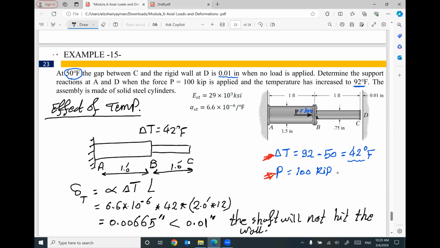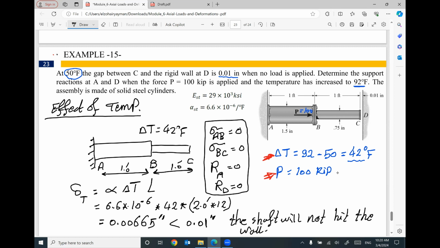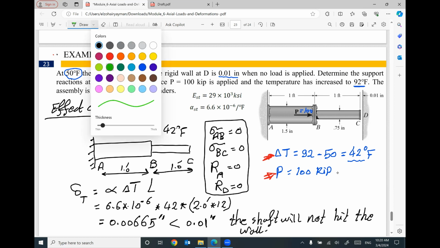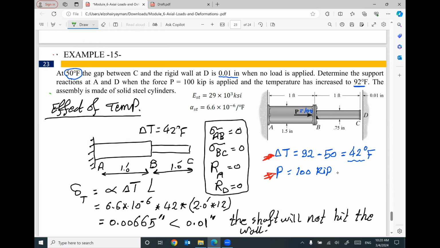In this case, sigma in part AB will be 0. Sigma in part BC will be 0. Reaction at A will be 0. Reaction at D will be 0 due to the effect of temperature. Due to the effect of temperature, no change, no stress, no thermal stress.